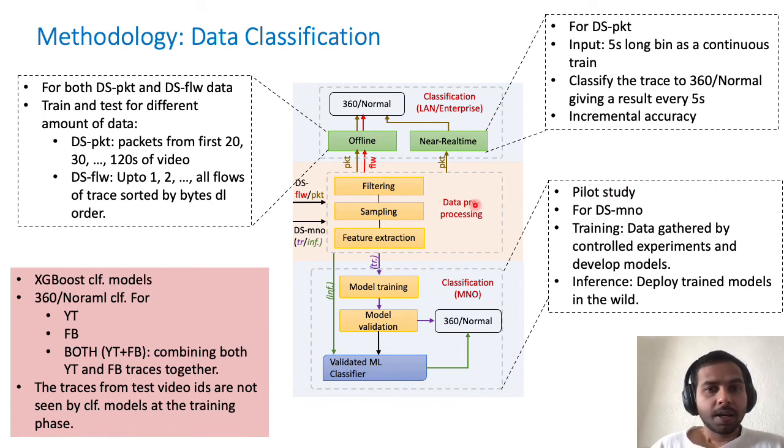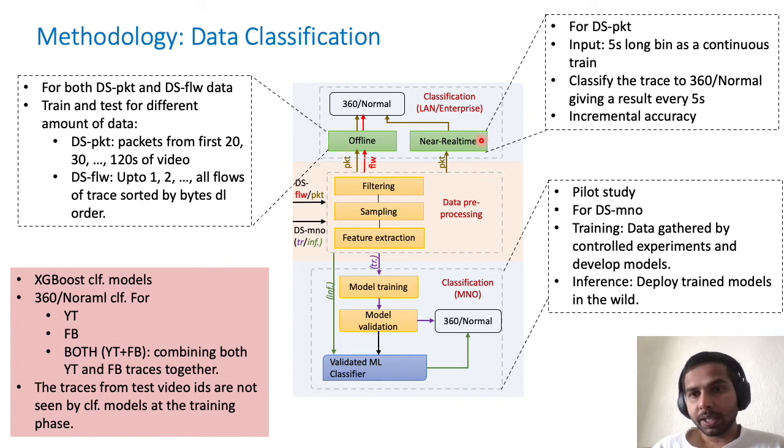For the classification at LAN and enterprise, there are 2 main categories of classification: offline and near real time. We apply this offline classification for both DS packet and DS flow data, and we first gather the data and train and test the models offline. And also we try to train these models and test them while changing the amount of data. For the DS packet, we change the video duration, and for the DS flow, we change the number of flows which are sorted according to the bytes downloaded value in each trace to train and test the classifiers.